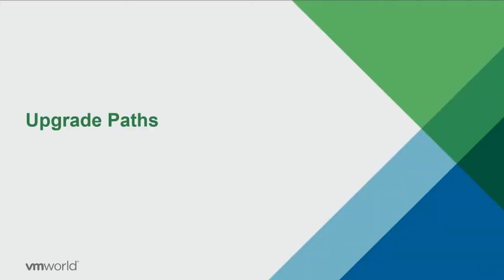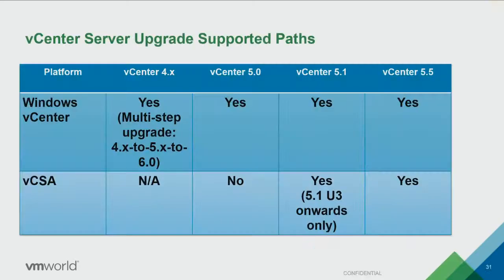Okay, upgrade paths. So this is a slide on what is supported, from which version to which version we're going to support for upgrade. For vCenter Windows, the Windows platform, for 4.x, understand that it's a multi-step upgrade. You're going to upgrade to 5.x first and then to 6.0. And for every other upgrade, it's direct from 5.0, 5.1, and 5.5.